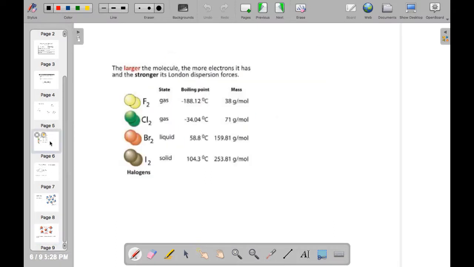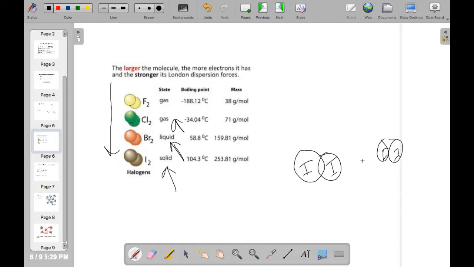Okay, so let's look at this chart. F2, Cl2, Br2, I2. These are all halogens. But as you go down this list here, they have more electrons in them. And what that means is it actually makes them bond together slightly stronger. So iodine, if you go out and find it in nature, is actually solid. Bromine, Br2, is a liquid. And these are gases. Because if you think about it, here's I2 and I2. This bond will be stronger, so they will be a solid.